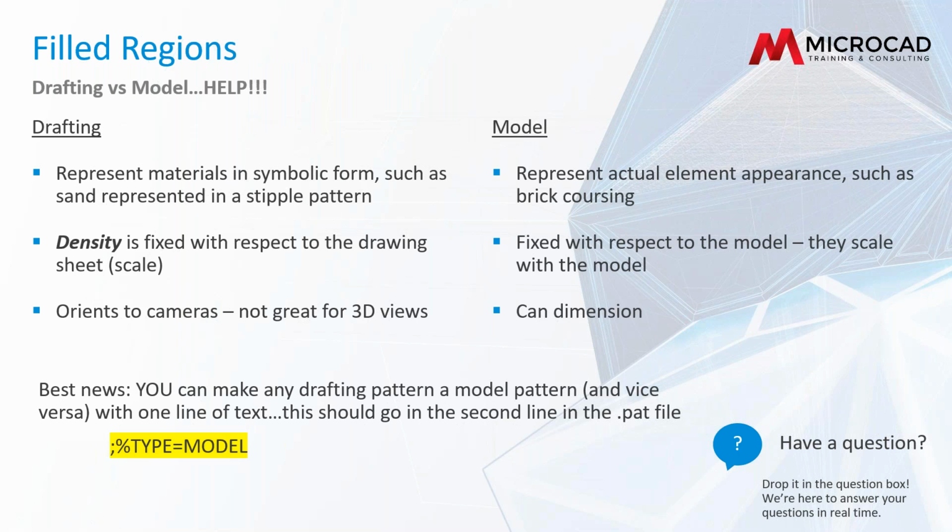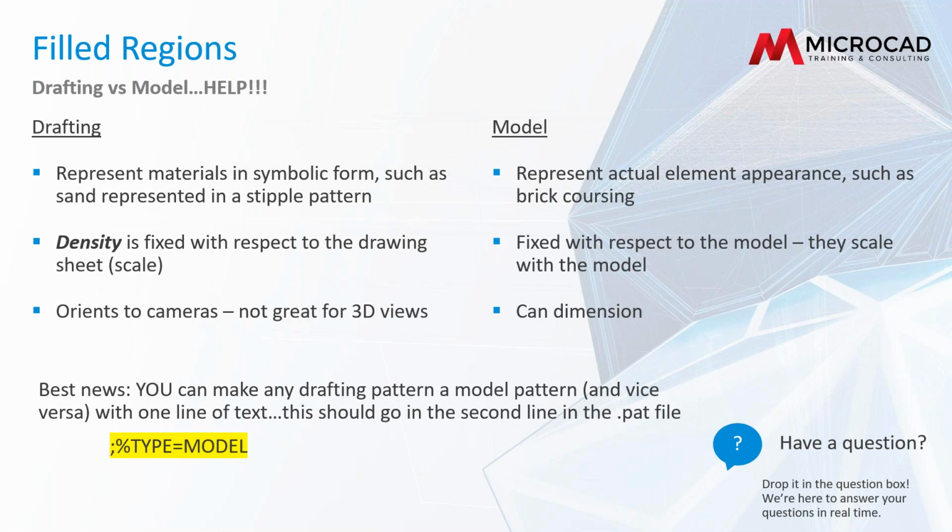So field regions. If you are new to Revit, or even if you are experienced with Revit, sometimes we do see a lot of issues with field regions. At the basis, there are drafting field regions, and then there are model. Drafting is symbolic form, such as a sand or stipple pattern. You're really looking at the density when it comes to drafting patterns, and it will often orient to the camera, so it's not great for 3D views.